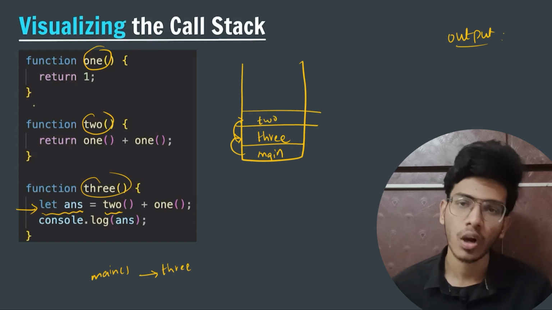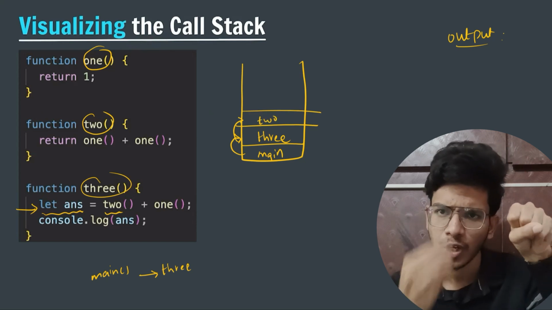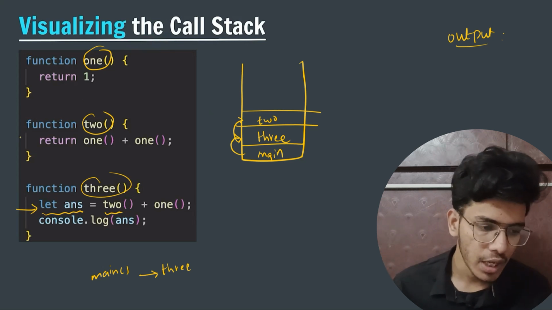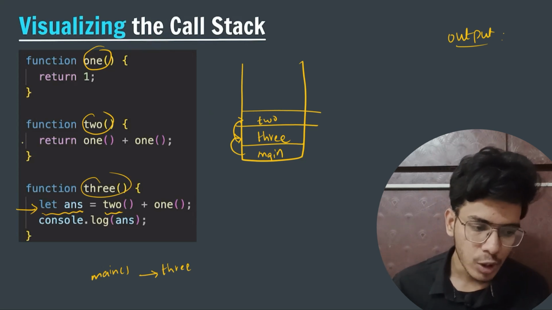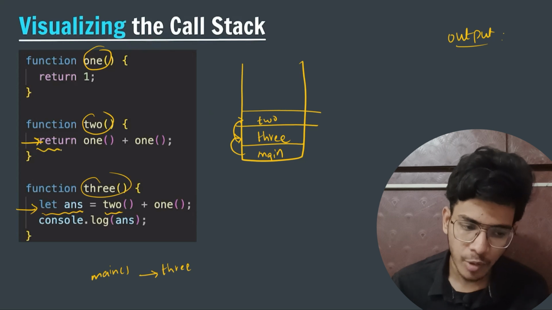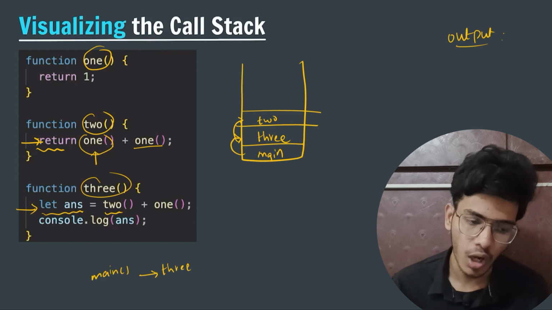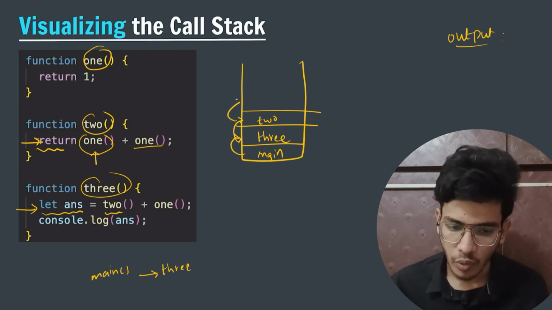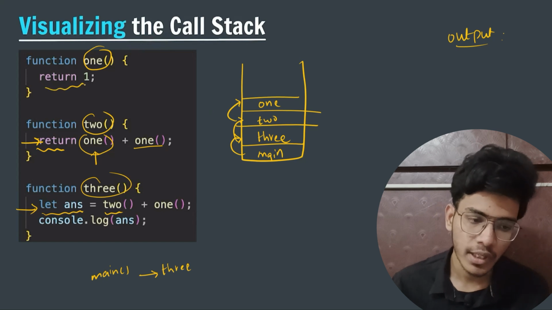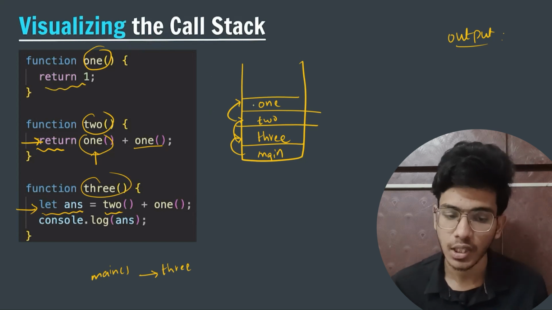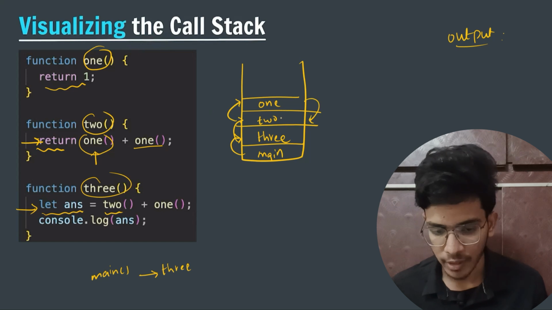Now the overall control of the program will go to the 2 function. Here I will come into my 2 function, and in the 2 function the first line is I am going to return the sum of 2 values. So first of all I will call 1, so this 2 function will call 1 now. In 1 what I am doing is returning 1, so this will return 1.